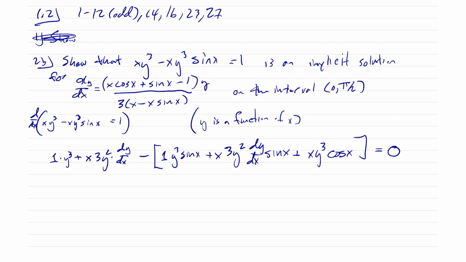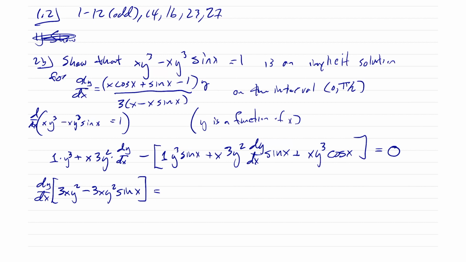Okay, so now we're trying to see if we can work it into this form, and really the best way to do that is to factor out all of our dy dx's and move everything else over to the other side, and then we divide, right? So everything that has dy dx, let's see what we got. We have 3xy squared, and then we're subtracting 3xy squared again, but this time times sine of x, right?